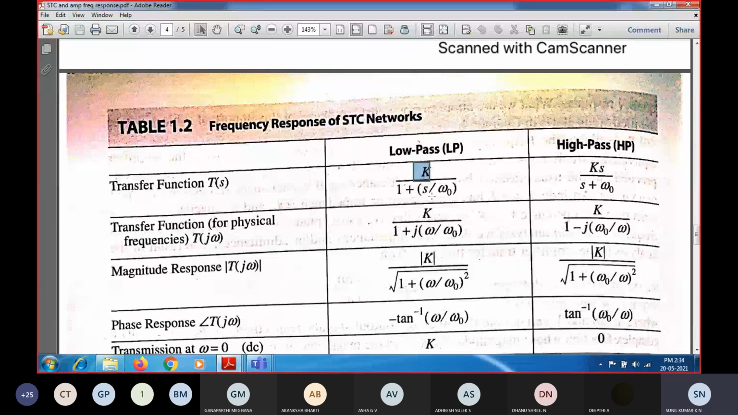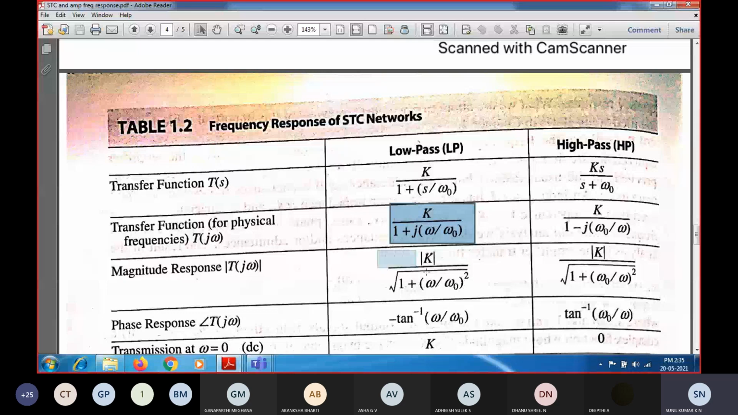And this is for the complex frequency variable s. If I want a physical frequency, then in place of s I substitute j omega, and the modified transfer function is K divided by 1 plus j into omega divided by omega naught. If I want to take the magnitude, because you have an imaginary term in the denominator, you take the magnitude of the numerator as well as the denominator, which is square root of 1 plus omega divided by omega naught whole square.